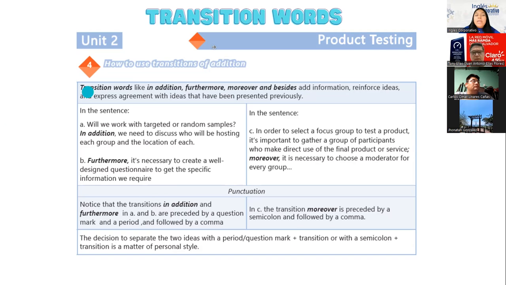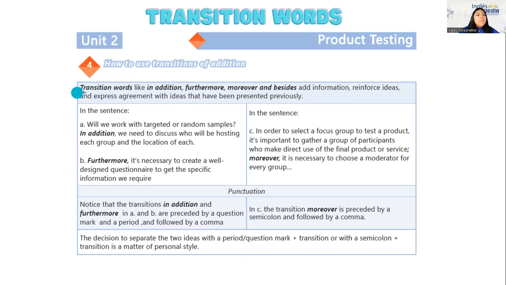Very good. Okay, so now pronunciation, okay, guys? This one is in addition, and this one will be furthermore, okay? Furthermore. Moreover, and besides. Okay, those four transition words or linking words help us adding information to reinforce ideas and express agreement with ideas that have been presented previously. They just add ideas. Yeah. Do you know what is the meaning of furthermore? Moreover and besides? No?